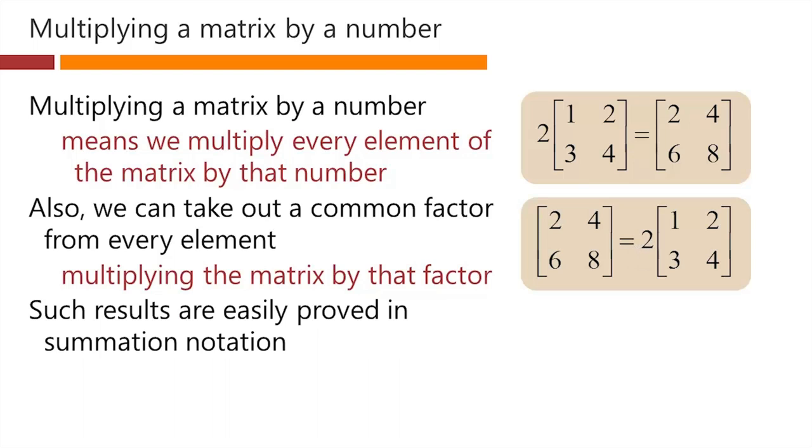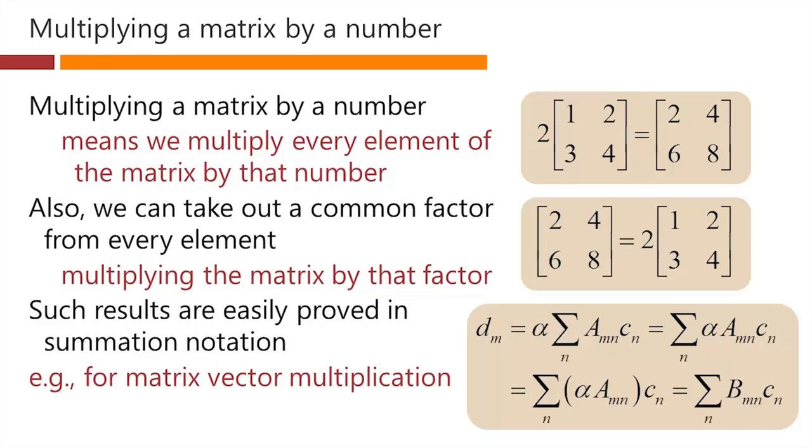And if we want to do a formal proof, we use the summation notation. In fact, that's generally true. If we really want to prove things for matrices, we tend to write them out algebraically using the summation notation if we want to get a very clear result. So for example, we can show how to do a proof for this idea that we can separate out this factor from the matrix, or we can introduce it one way or the other.